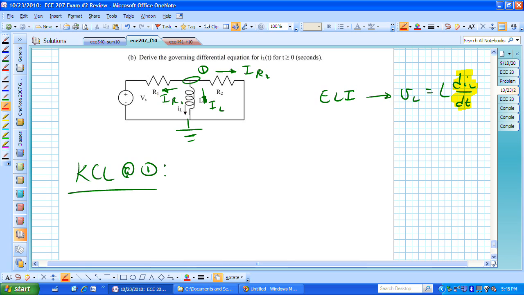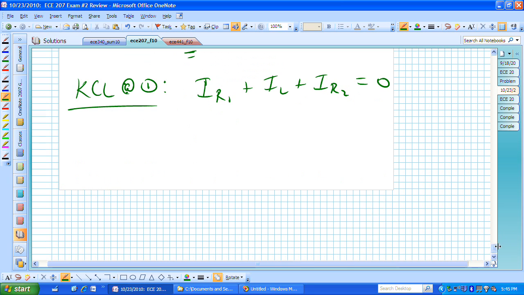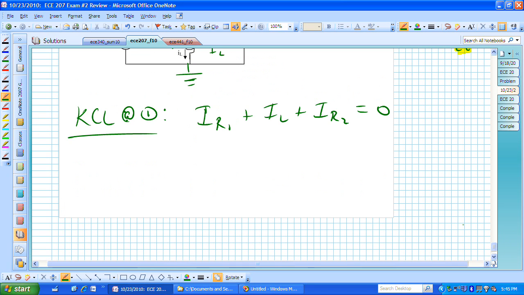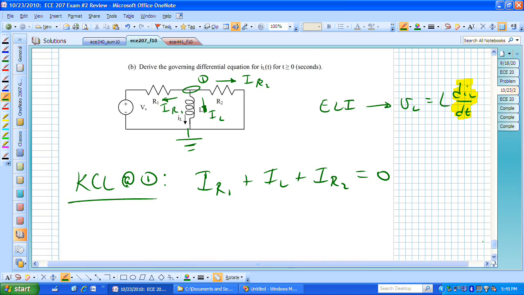Now we have the relationship based on KCL: I sub R1 plus I sub L plus I sub R2 is equal to 0. What's remaining is simply to write those variables in terms of the inductor current. The middle one, I sub L, is already there, and we'll just change that to a lowercase i sub L. But now let's see what we have for I sub R sub 1.